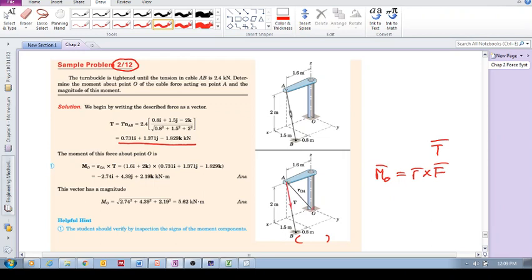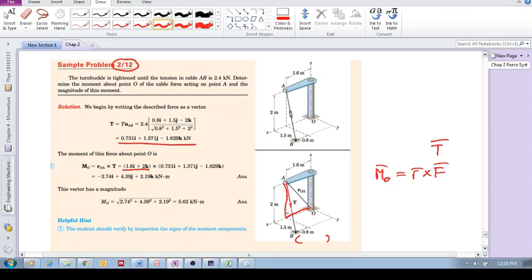So I go how far? In the X direction, I go 1.6. And then I don't go anywhere in the Y direction. There's no Y component. And then I go plus 2 in the Z direction. So there is my position vector. 1.6i, I go there, 1.6, right? It's 1.6i plus 2k. That's my ROA.